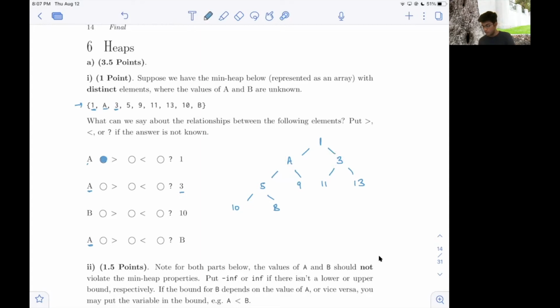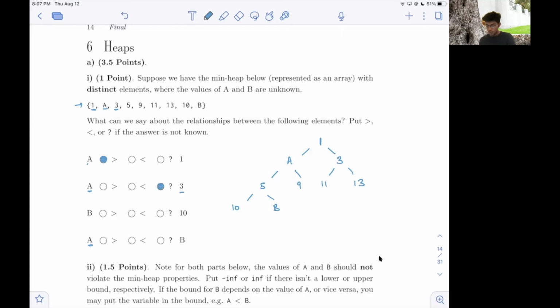A could be equal to 2 and still satisfy the heap property because it's greater than 1 and less than 5 and 9. Or it could be 4, and still satisfy the heap property because again, it's greater than 1 and less than 5 and 9. So there's no particular relationship between A and 3 because it could be less than 3 or greater than 3. So for this question, I'll put a question mark because there's no particular relationship.